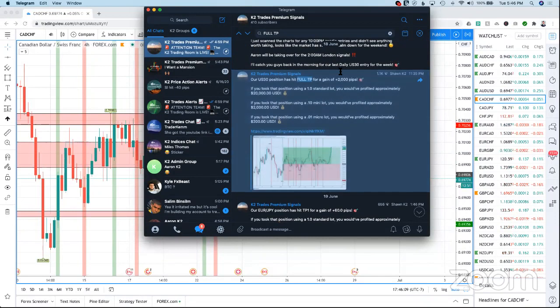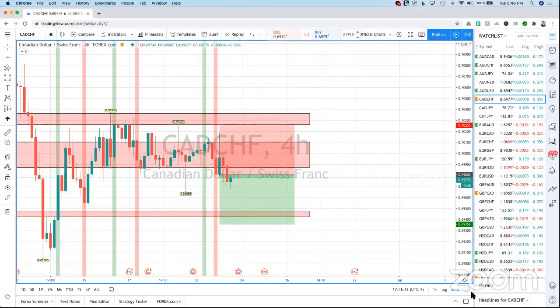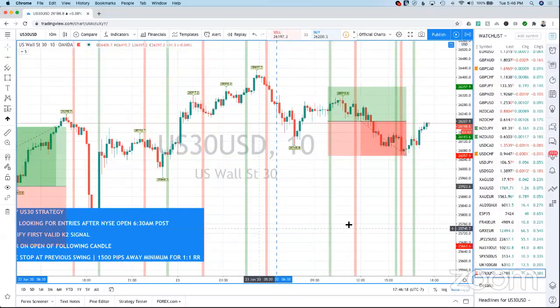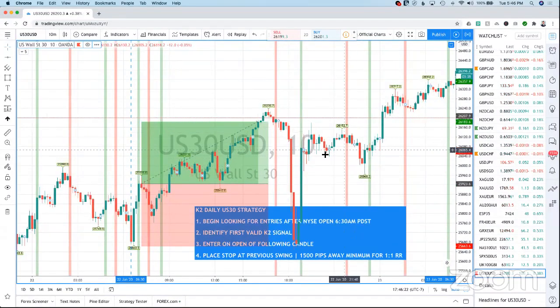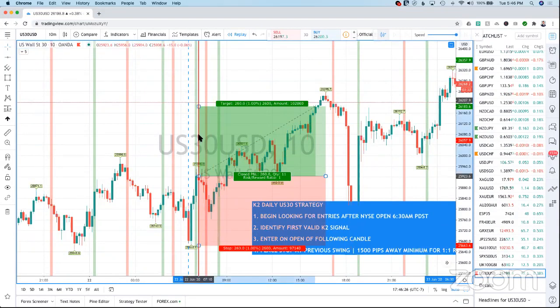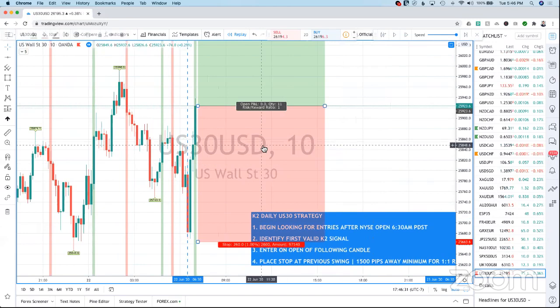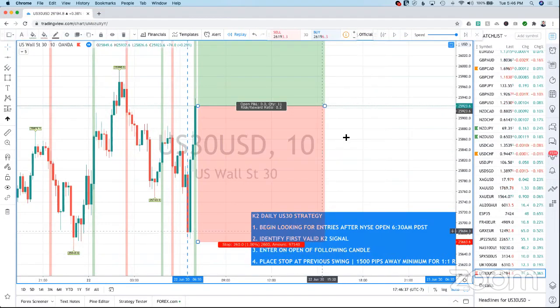So actually, I'll just go back to US 30 real quick, and I'll show you guys what I meant, because a lot of people are still confused about the whole TP1 thing. Okay, let's go back to this trade right here. I'm just going to show you guys how to adjust your trade. So full TP is at 2,600 pips. TP1 is about 1,300 pips.